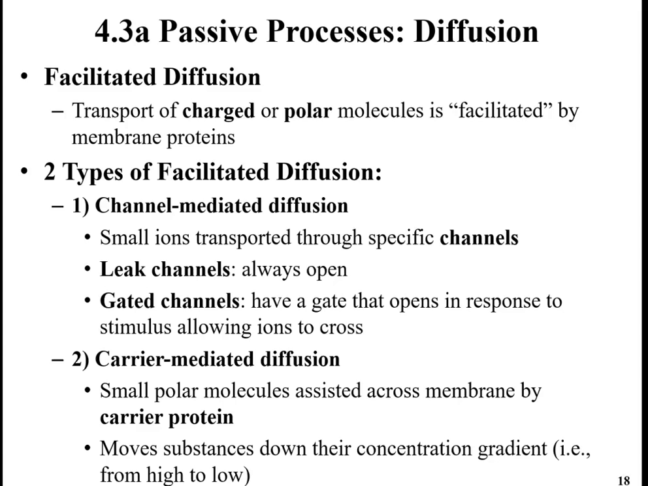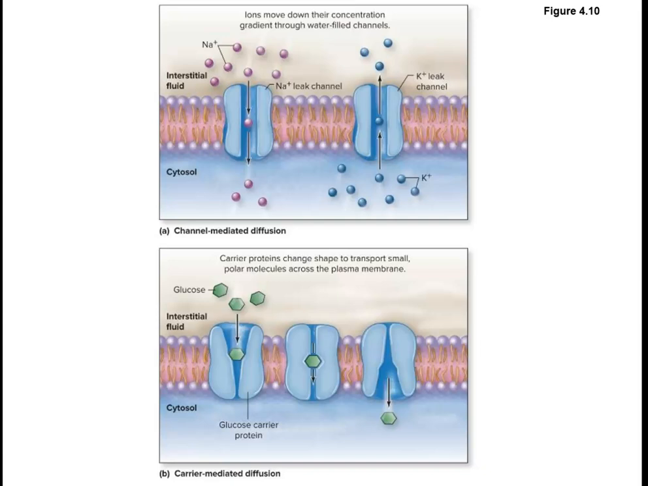In carrier-mediated diffusion, small polar molecules are assisted across the membrane by a carrier protein, and this moves substances down their concentration gradient from high to low. All right, so again, because this is diffusion, even though it's facilitated diffusion, remember that solutes are going to be moving from areas of high concentration to areas of low concentration. Here you can see high concentration of potassium leaking out through the potassium leak channel toward the area of low concentration.